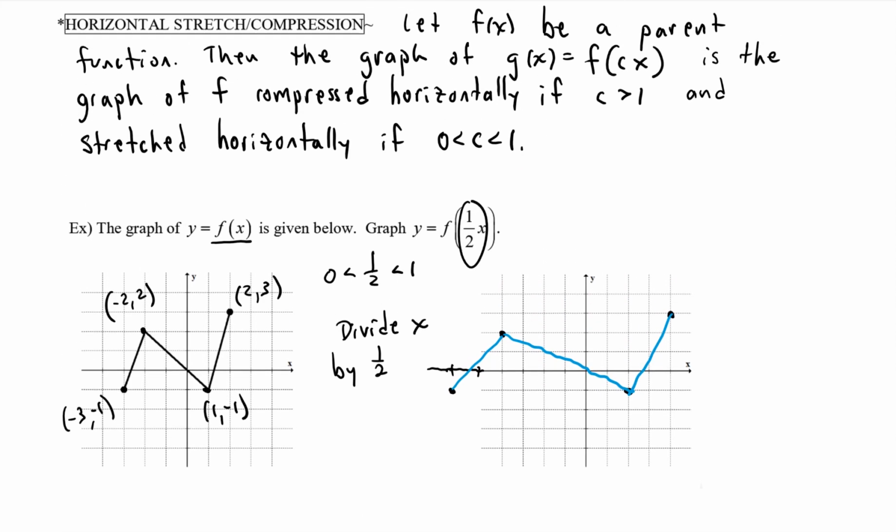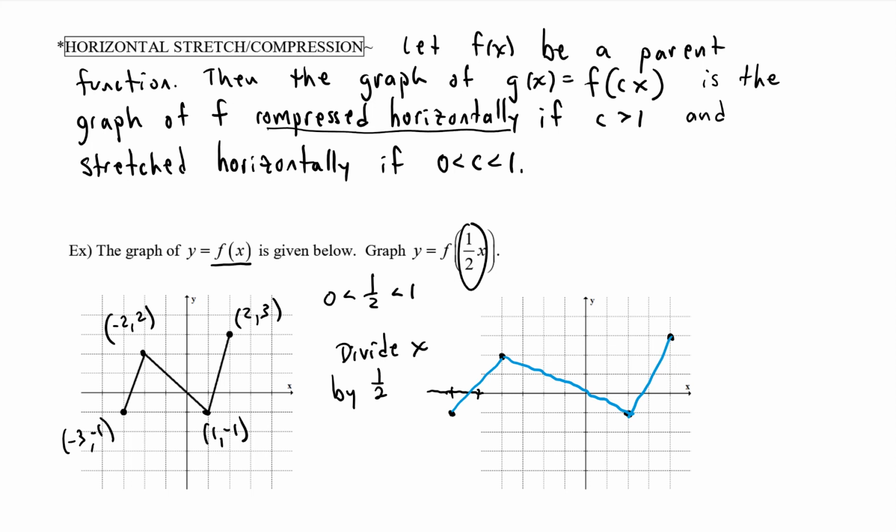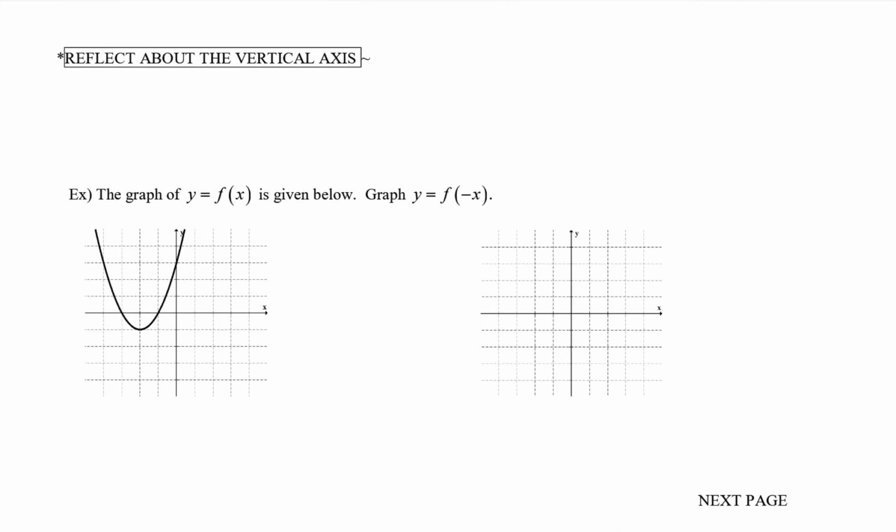So there's 2 more transformations: compress horizontally and stretch horizontally. So now we've got one left. We've done 4 that change the x values. We've got one more that changes the x values. What if you want to flip it over the vertical axis? That's only fair, right? We flipped it over the horizontal axis earlier. What if you want to flip it over the vertical axis, or y-axis is what we typically would call that? So we're going to let f of x be a parent function.